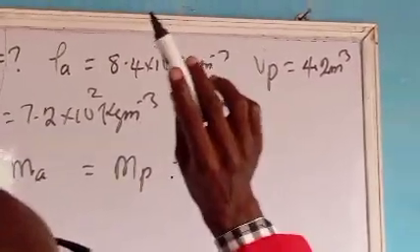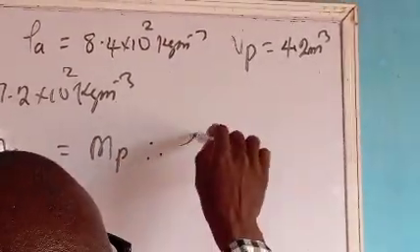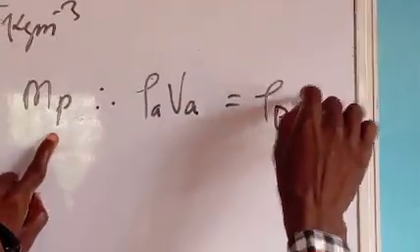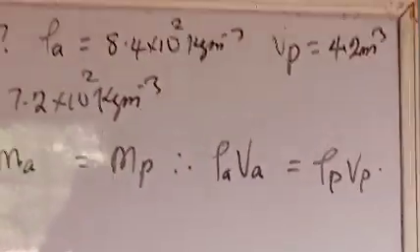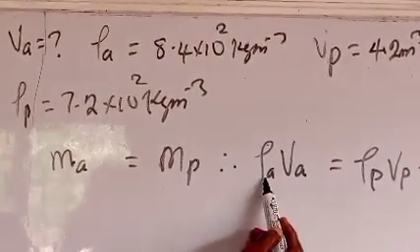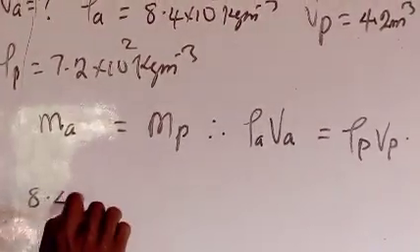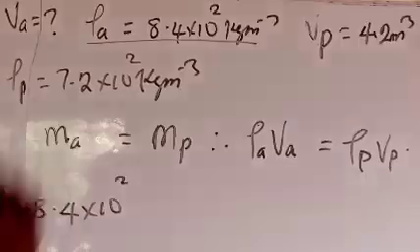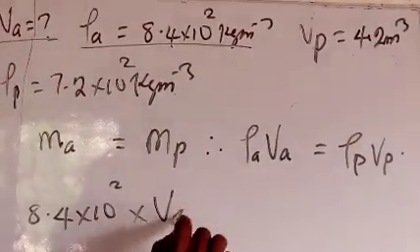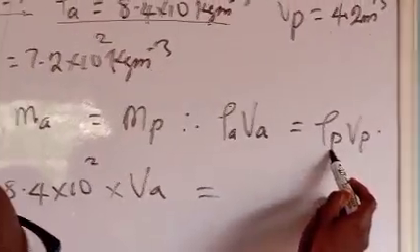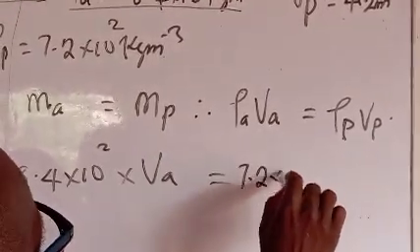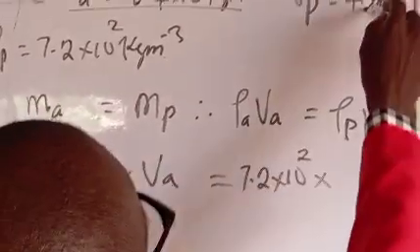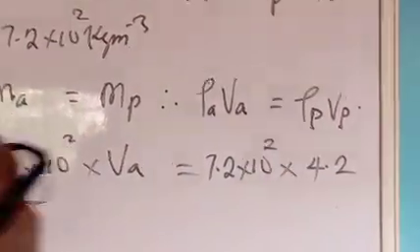Therefore, the mass of alcohol is the density of alcohol times the volume of alcohol, or the density of petrol times the volume of petrol. The density of alcohol is 8.4 times 10 raised to the power 2. The volume of alcohol is unknown; we are looking for it, times V. The density of petrol is 7.2 times 10 raised to the power 2, times the volume of petrol, which is 4.2.